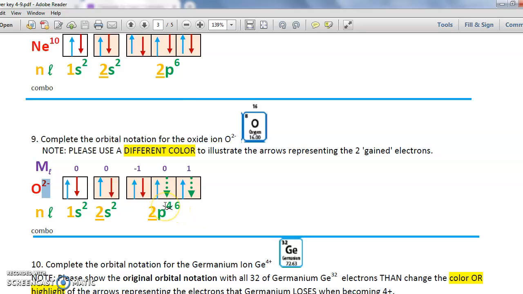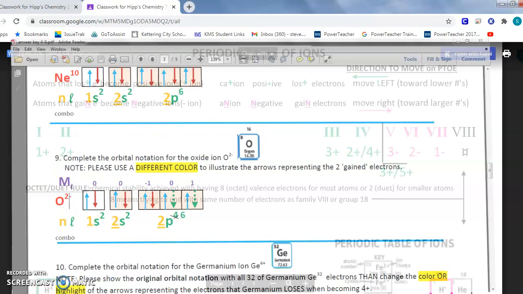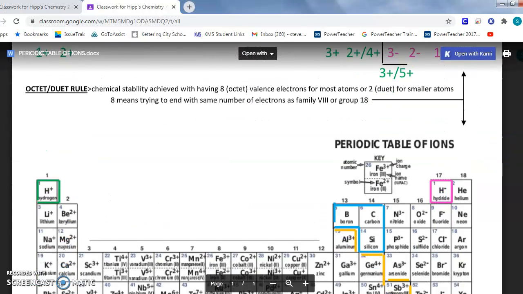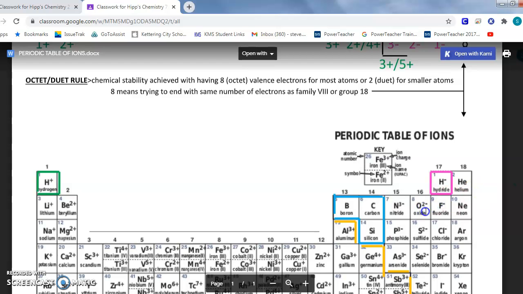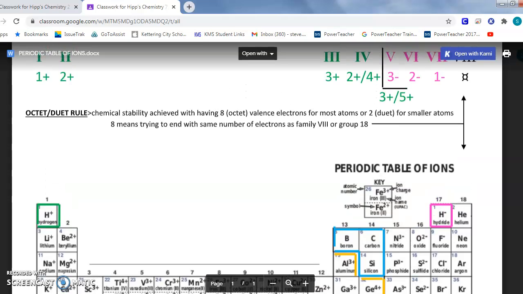It started with 4 in the 2p, and when it had 2 added to it, it went up to 6. Why would oxygen want to do that? The answer is 2 plus 6 is 8. It fills the second level S. The second level P is now full. That satisfies the octet rule. So would oxygen want to be 2 minus? Absolutely. It satisfies the octet rule. Oxygen would love to become oxide and satisfy the octet rule. 2 minus would give it 10 total electrons. It would be stable chemically like neon.